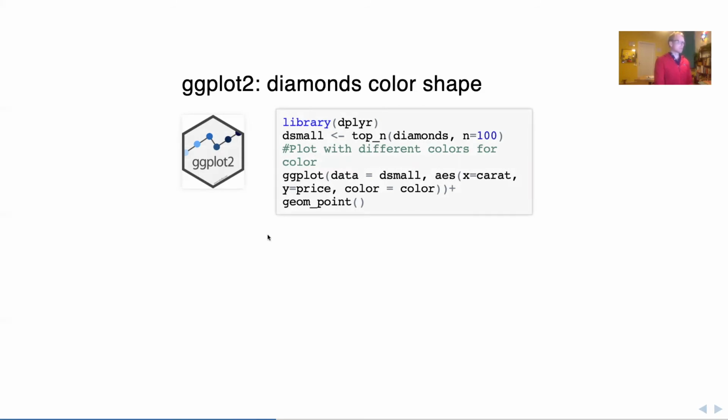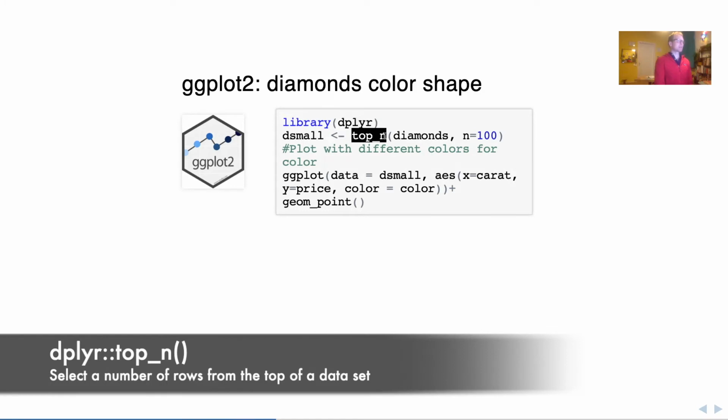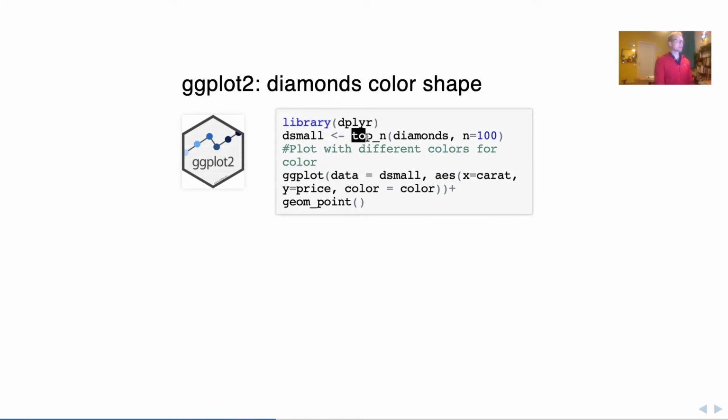Okay, what I want to do now is take a small piece of the diamonds data by using the dplyr package as we did yesterday. And I'm going to use a function called top_n. That takes the top of a data set by n, that is how many rows you want. So I'm going to take the first 100 rows of the diamonds data, and I'm going to plot with different colors, with the color of the diamond. That's another piece of data that we have about the diamonds.